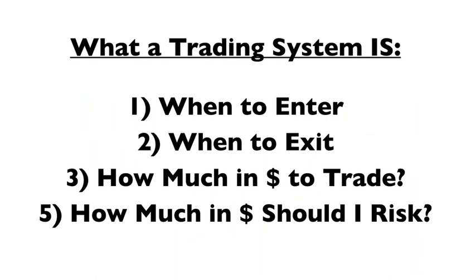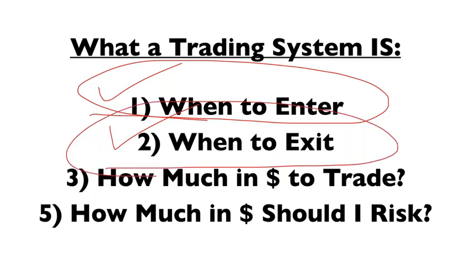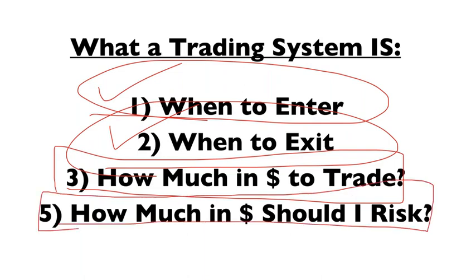So now that you kind of know your ideas and what you're all about, what is a trading system? A trading system, quite simply, is number one, when to enter. Number two, when to exit. Everybody concentrates on when to enter, but frankly, when to exit is just as important. And even probably critically more important, and we should have reversed these, how much money do we put into each trade? And then the last thing, how much money should we risk in potential loss?